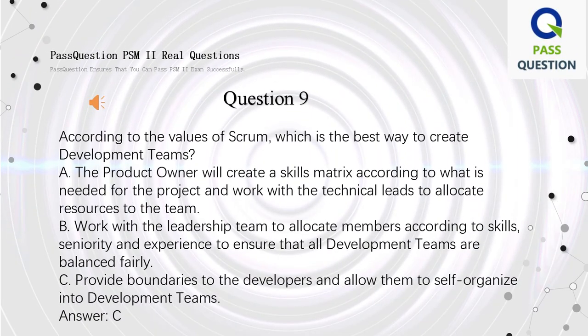Question 9. According to the values of Scrum, which is the best way to create development teams? A. The product owner will create a skills matrix according to what is needed for the project and work with the technical leads to allocate resources to the team. B. Work with the leadership team to allocate members according to skills, seniority and experience to ensure that all development teams are balanced fairly.